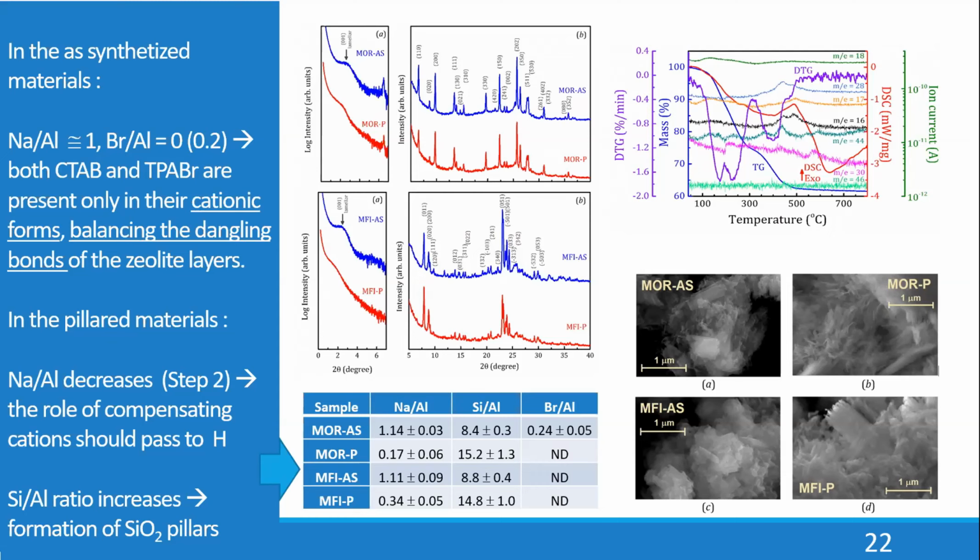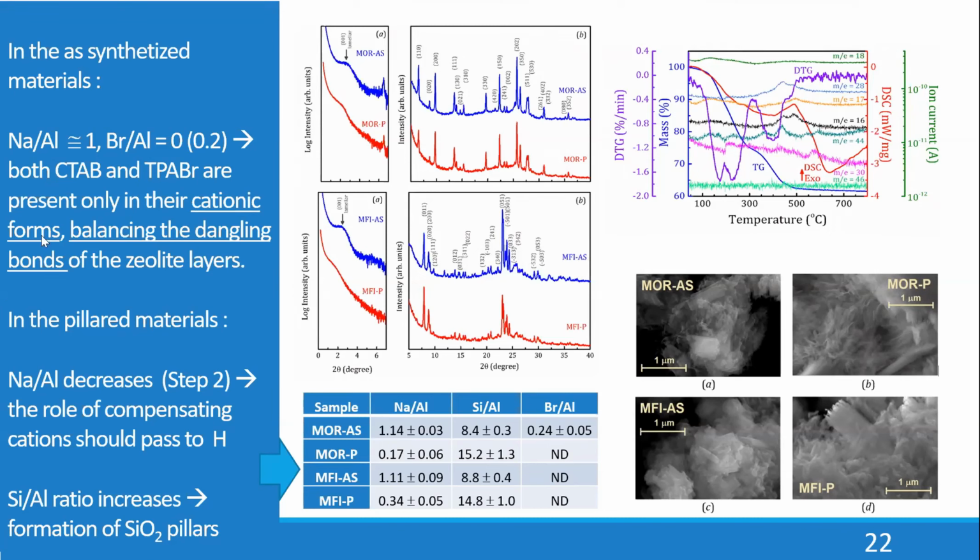they contain a lot of sodium, because the ratio of sodium to aluminum is about 1. It means that sodium plus is the charge compensating cation in these materials, and both CTAB and tetrapropylammonium bromide are present in the cationic form, balancing the dangling bonds of the zeolite layers.